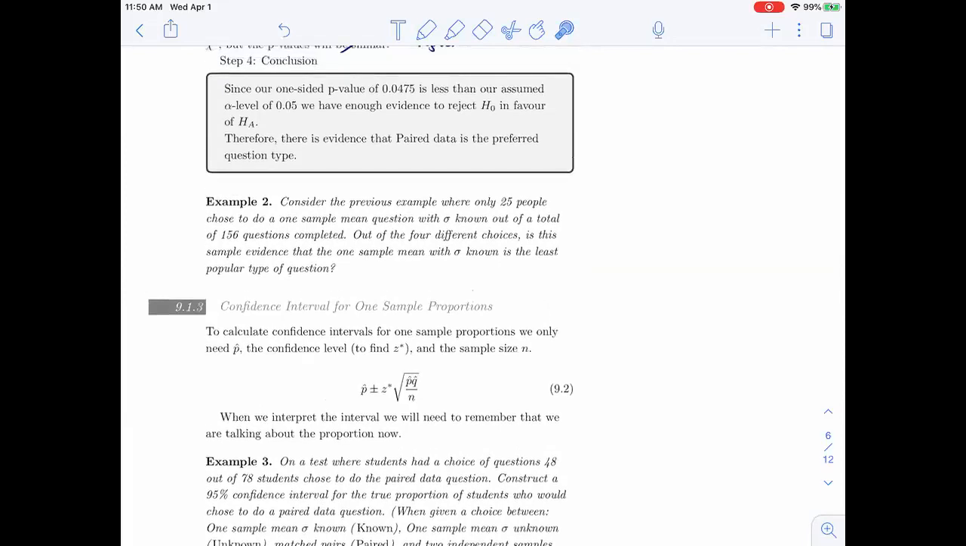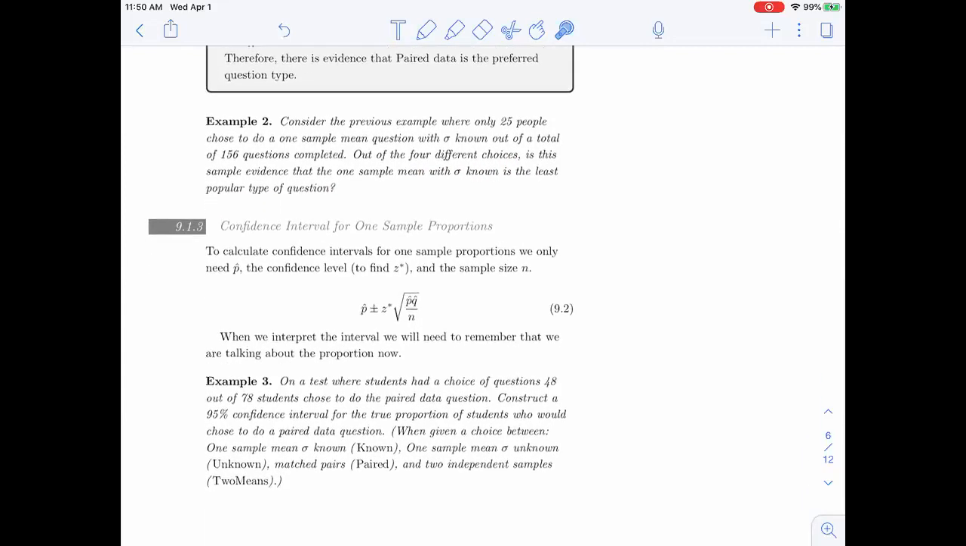Here, in the next example, we do the exact same thing, except now only 25 people chose to do a one sample mean with sigma known out of a total of 156 questions. So again, we can compare it to 0.25 to figure out if sigma known is the least popular type of question, or if it's just not that close to 0.25. We want to know if the proportion 25 over 156 was 16%, right?